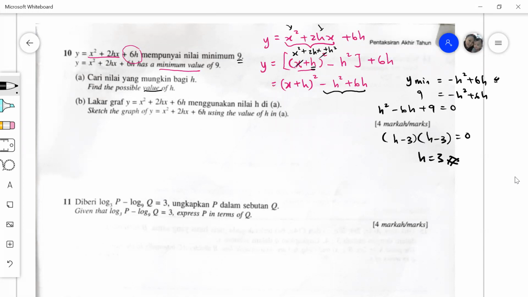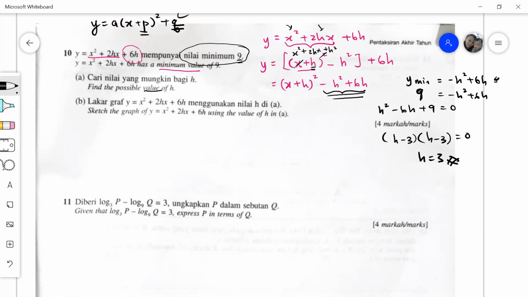So why did we use 9 equals negative h squared plus 6h? Because it's given here. The y has a minimum value of 9. The minimum value depends on the q, I mean it depends on the constant part in the vertex form. Y equals a(x plus p) squared plus q. This is your y coordinate, this is your x coordinate. Your y minimum will be q.